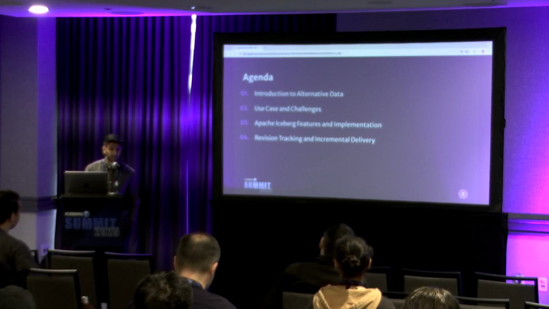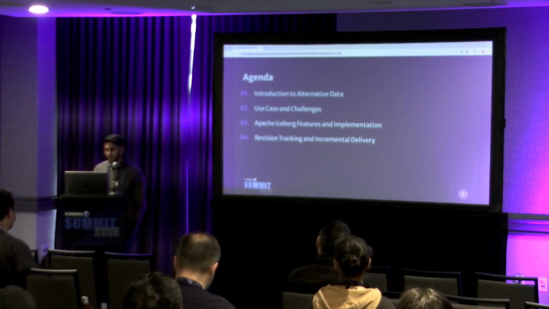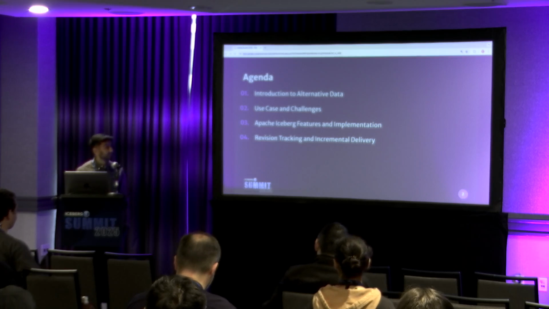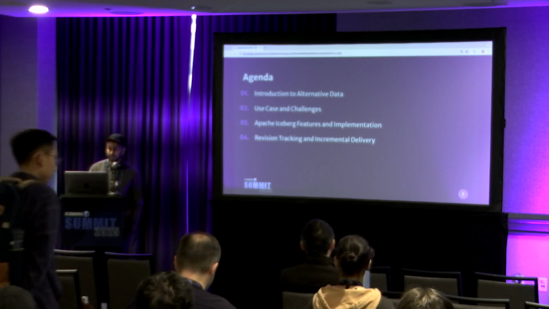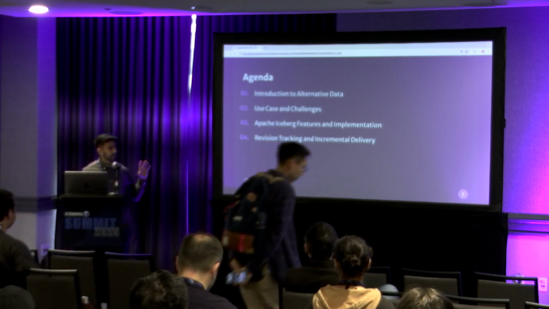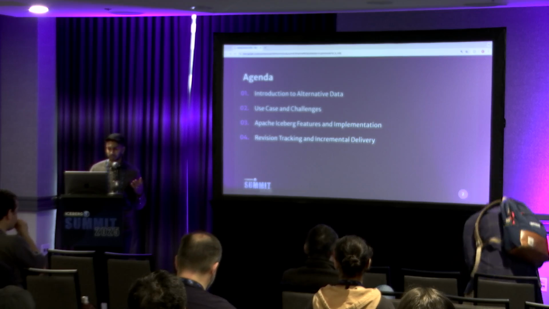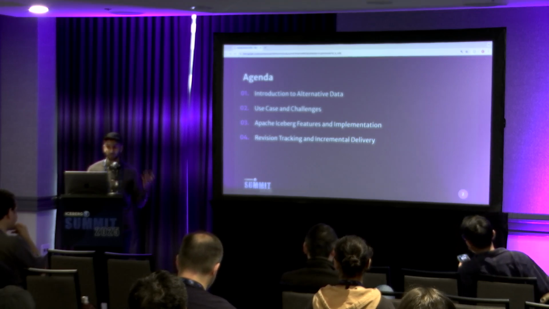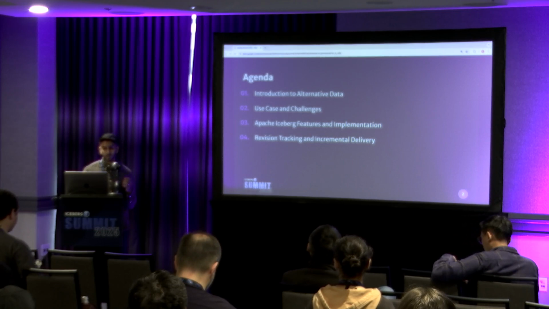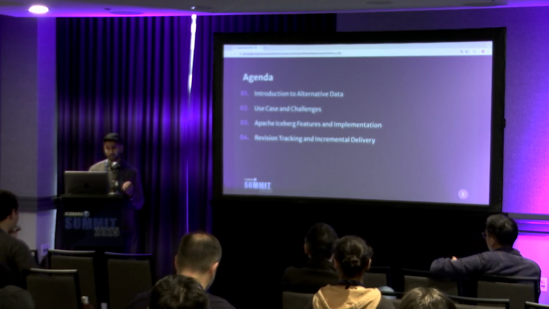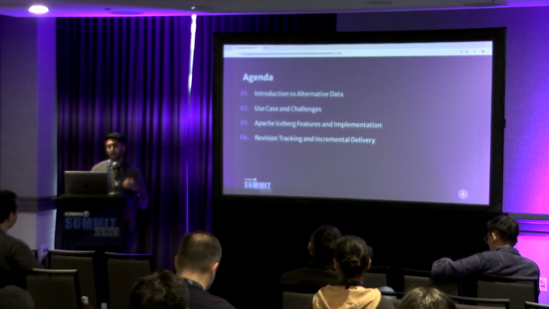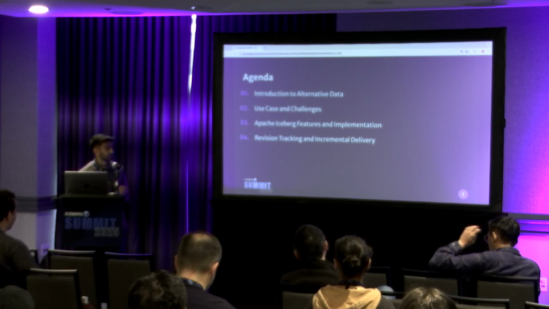So the agenda for today's session is we're going to start with an intro on what is alternative data and cover some unique challenges it presents. I'm also going to walk you through our specific use case and some of the obstacles we faced. Next, we'll dive into some key Iceberg features that attracted us to the technology and just some unique characteristics about our implementation and also just some lessons learned. And finally, we'll cover the revision tracking model that we were able to build using Iceberg and how that enabled incremental delivery to our clients.